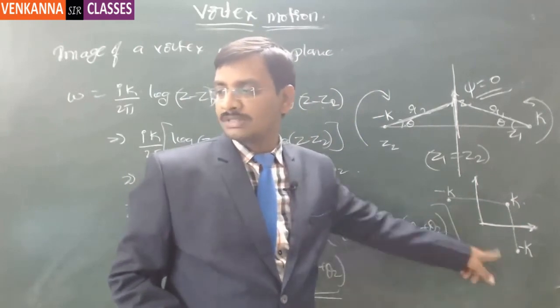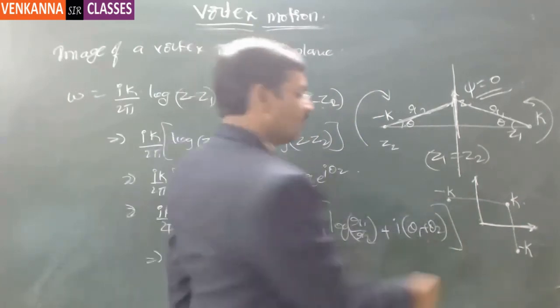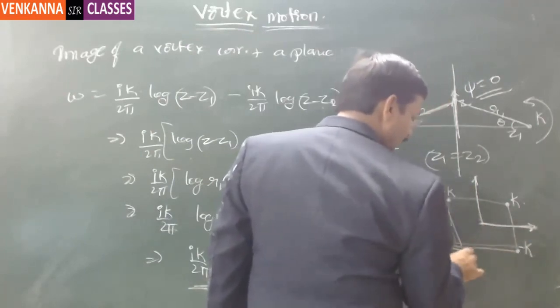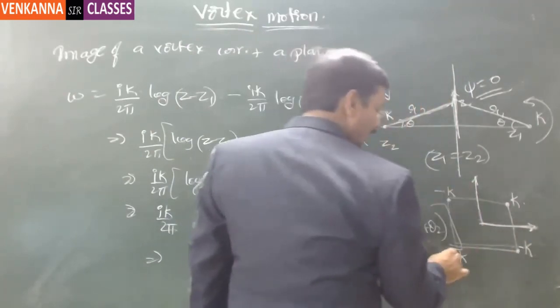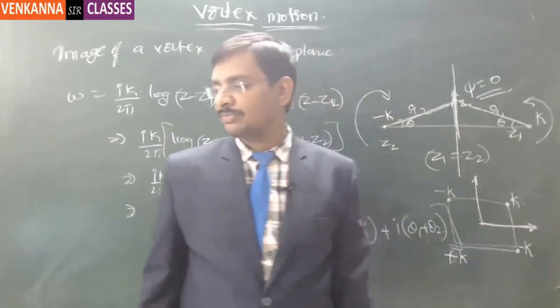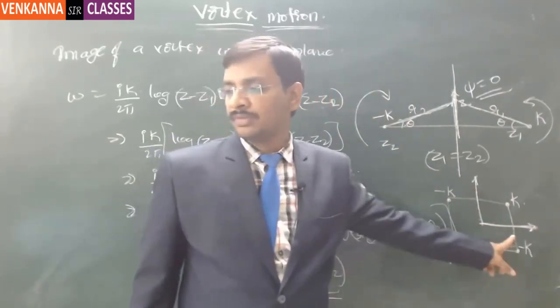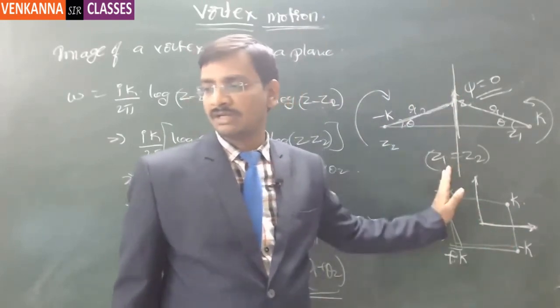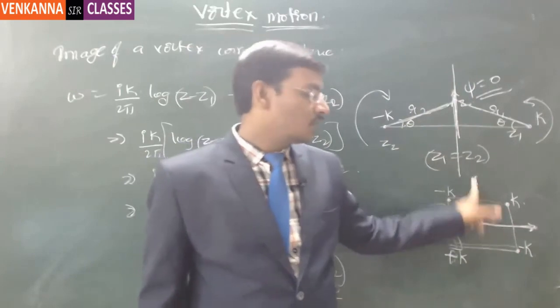So to compensate the potential due to these two, you have to model one more vortex of strength plus k. So this is the image system of a vortex in a quadrant like this. So this is the wall boundary, and the boundary is in this particular shape. Earlier the boundary was exactly one vertical wall, and here two walls are there.